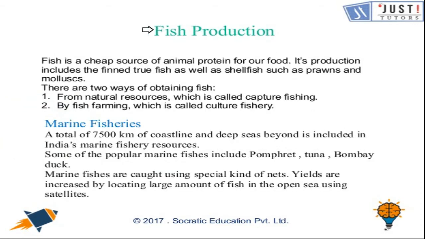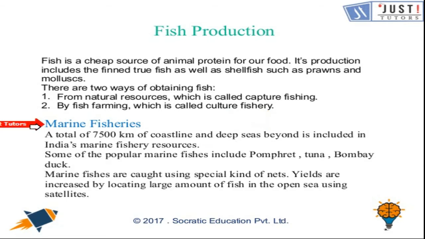Moving further, let's talk about fish production. Fish, as you all know, is a cheap source of animal protein for our food. Its production includes the fin fish as well as shellfish such as prawns and mollusks. There are two ways of obtaining fishes from natural resources, which are known as capture fishing, or by fish farming, which is generally called culture fishery.